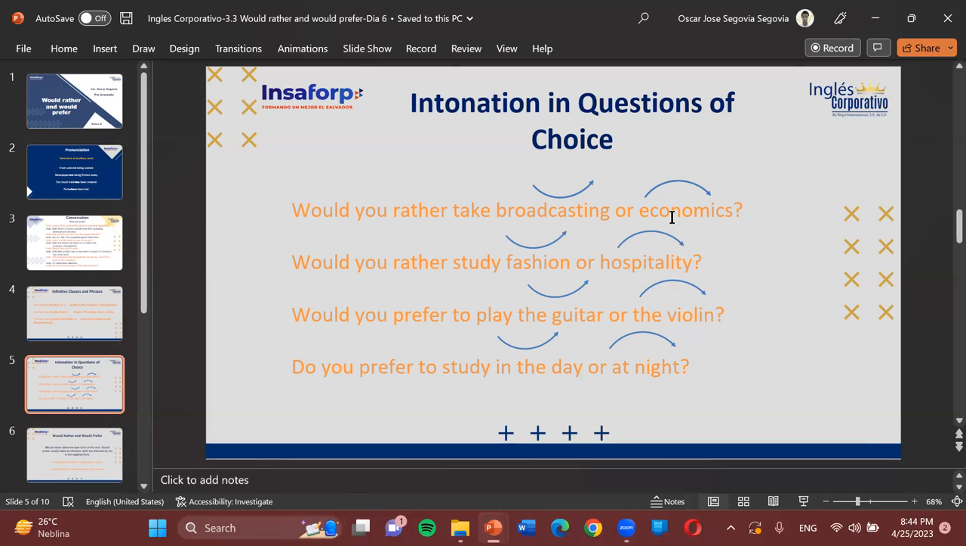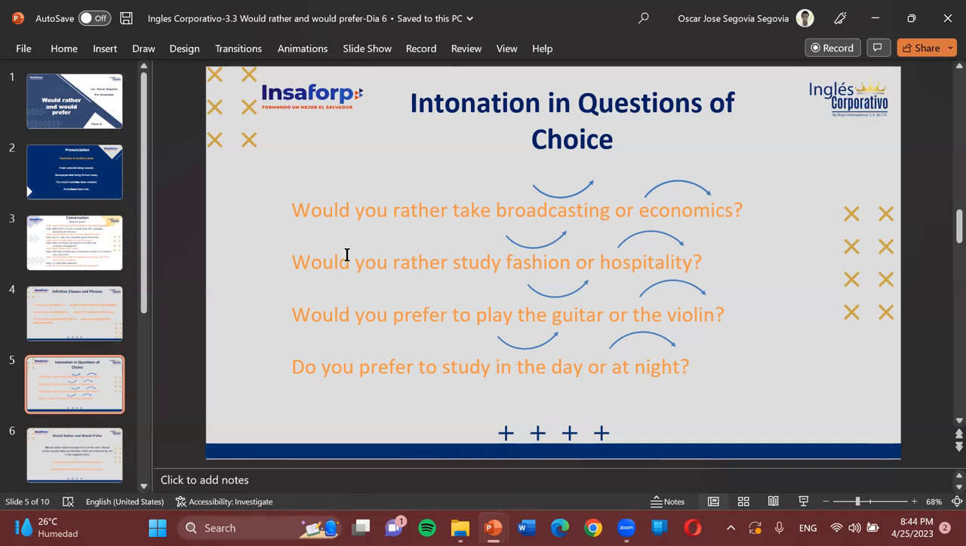Okay, so when we get to the last option, we're going to lower our voices and finish on a lower voice. So that is something very specific of the questions of choice, because many questions, normally the yes, no questions, are going to end on the rising intonation. The ones that normally end on falling intonation are going to be the open-ended questions. But when we have these questions of choice, even though they are normally considered yes, no questions, because they basically just offer you the answers, they're going to end on a falling intonation.